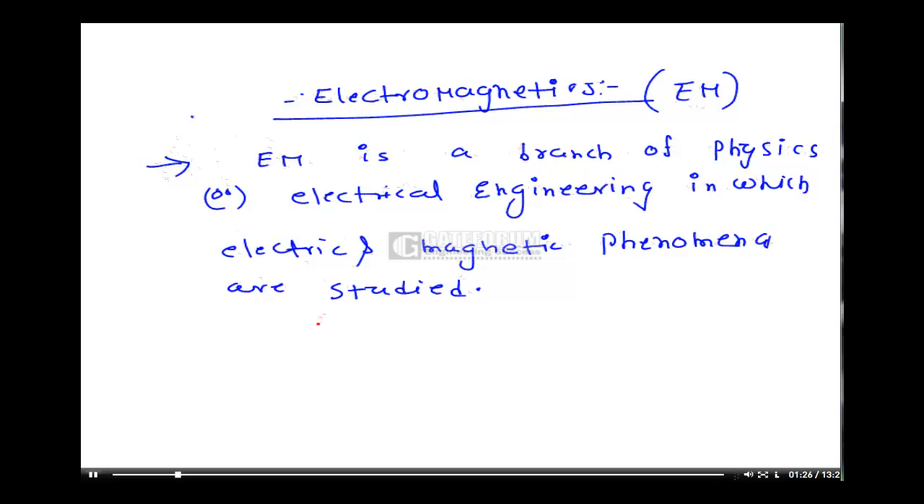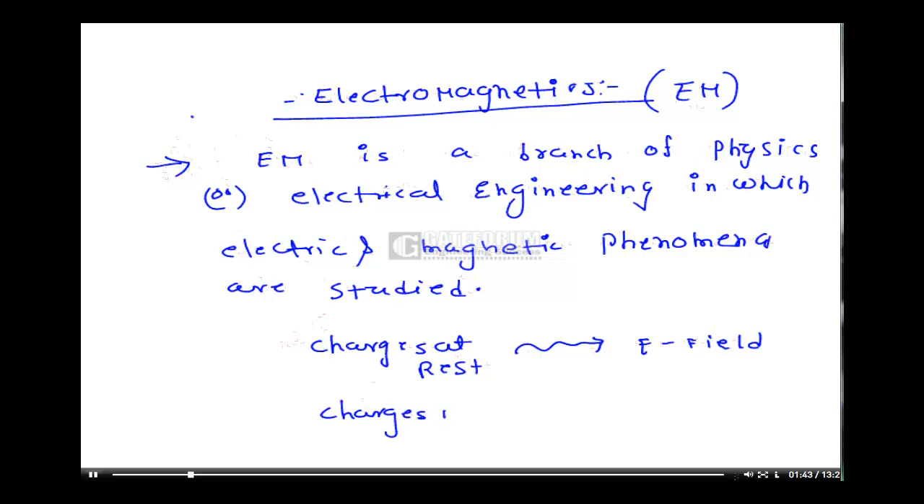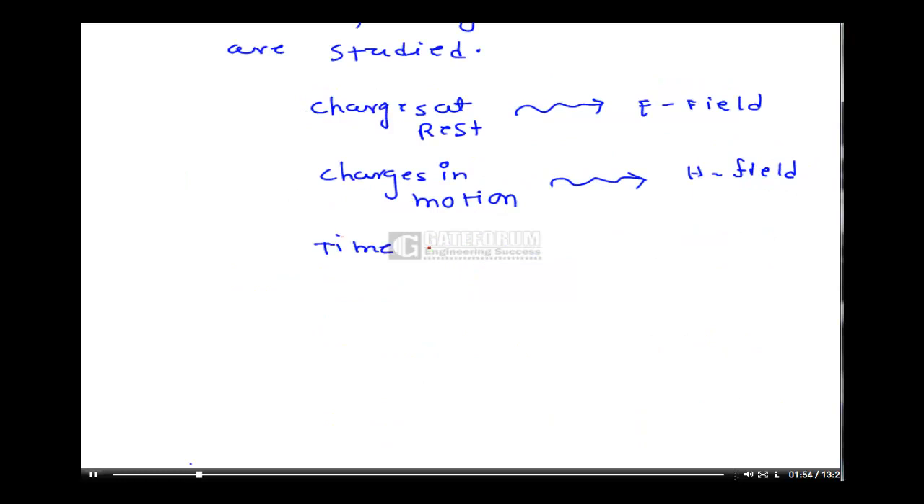Generally, charges at rest induce an electric field, the E field. Charges in motion induce the H field. Time varying fields generate the EM field, the electromagnetic field.